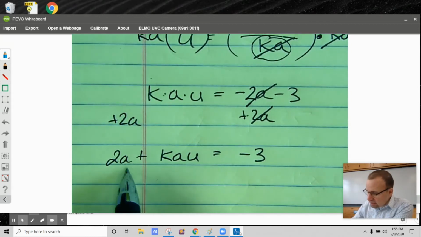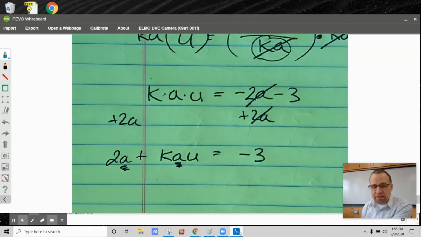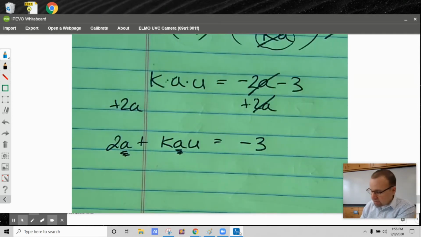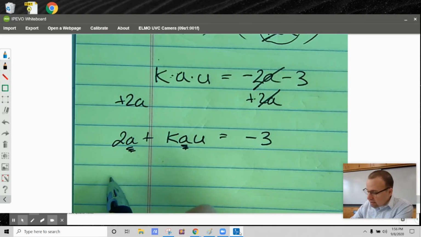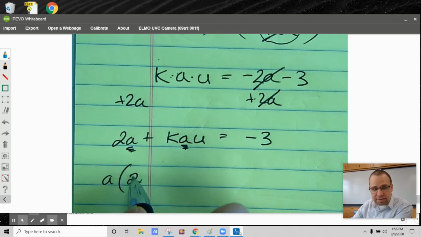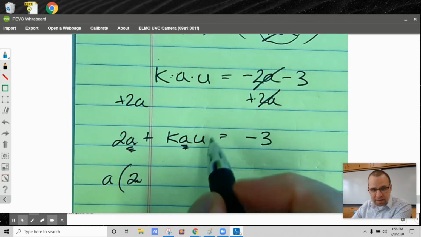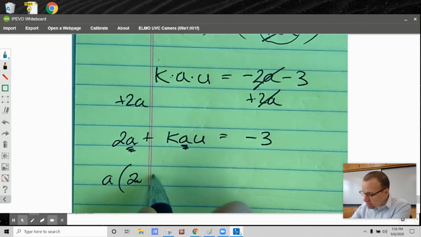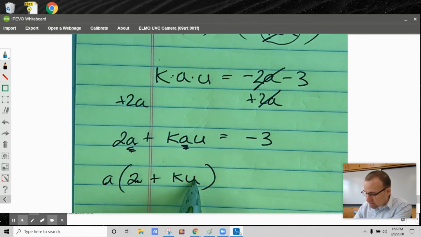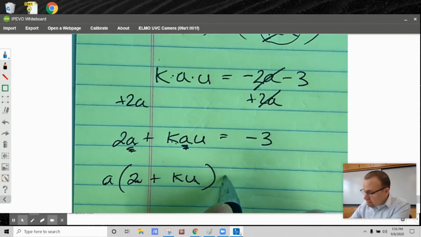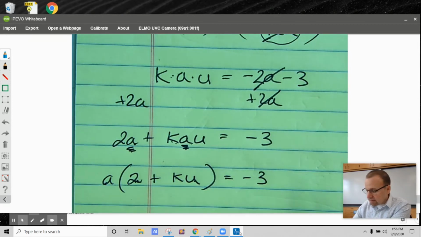And now I'm going to do this undistributing, or the technical term is called factoring. I'm going to pull the A out, or in other words, divide by A. So the A is going to bounce to the outside, and then what will be left is just the 2, because 2 times A will be 2A. And if I divide this by A, I'll just have K times U, because A times K times U is KAU. Okay? And then we have that equal to negative 3.